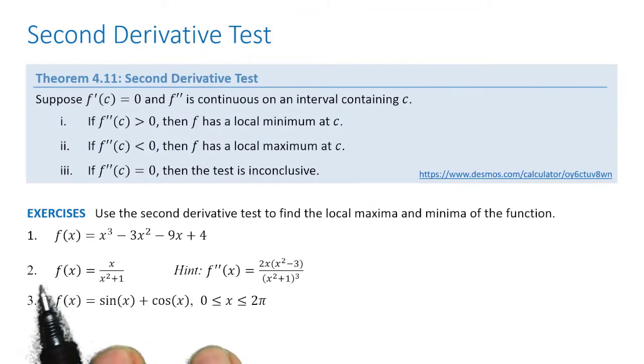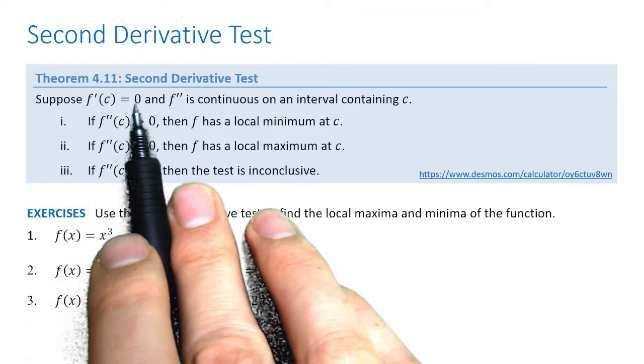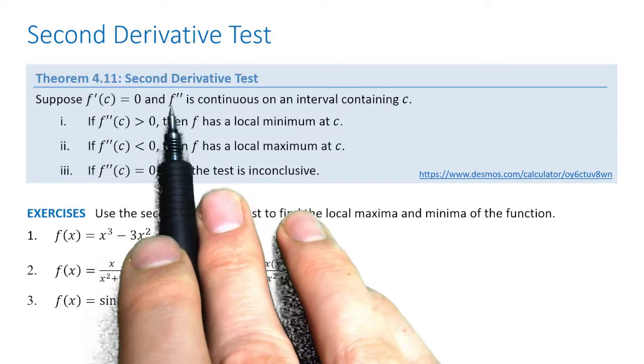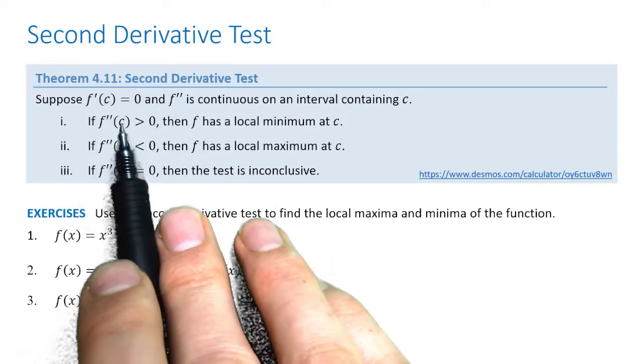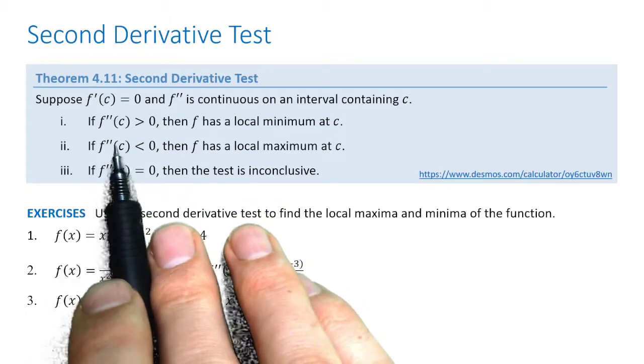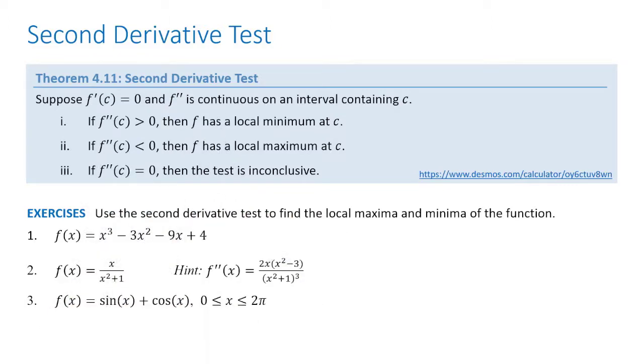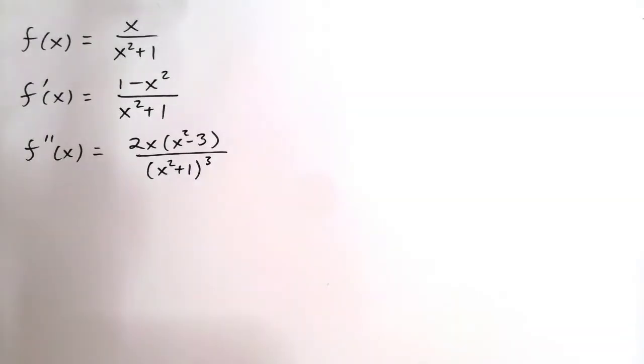All right, let's do number 2. So we're dealing with this function. So we're going to find where the derivative is equal to 0, and at that number, we're going to check the second derivative and see if it's positive, negative, or hopefully not 0. All right, so we're going to have to compute the first and second derivatives. We've done that in the previous videos, so I just have them already computed here.